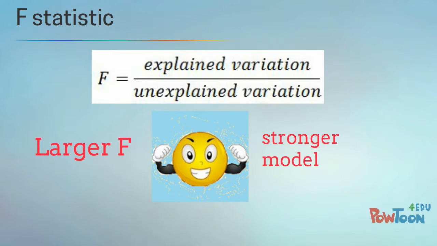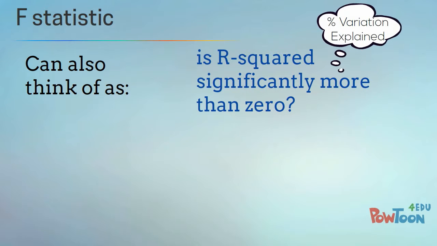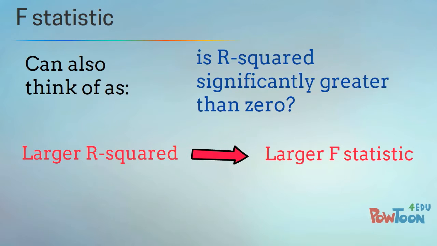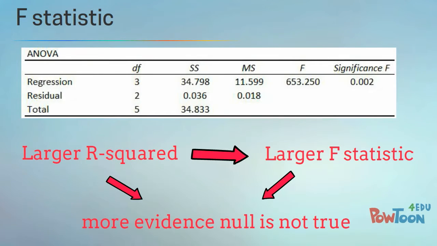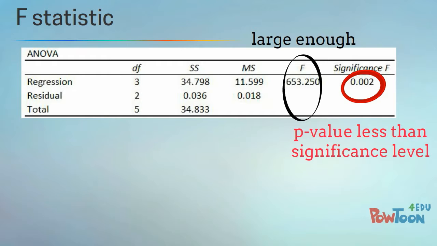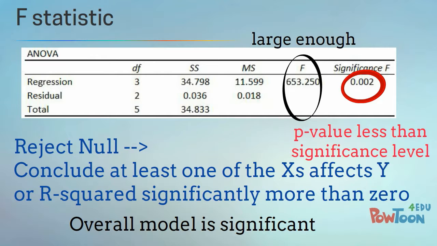This can also be thought of as a test to see if the observed r-squared value, representing the percentage of variation explained by the model, is significantly more than 0. The larger the r-squared value, the larger the f, and the more significant the evidence to suggest that the null hypothesis is not true. If the f-statistic is large enough, that is, if the p-value is less than the level of significance, then we reject the null and conclude that at least one of the x's affects y, or in other words, that the r-squared value is significantly larger than 0. This means the overall model is significant.